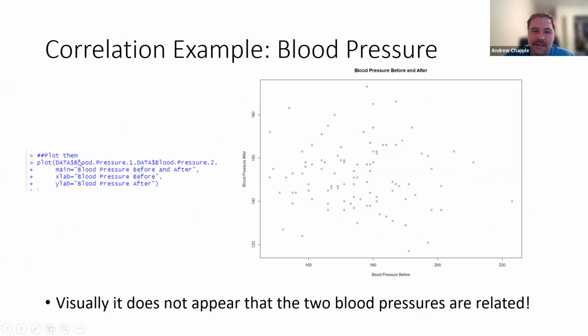And you can see that on a plot. So I just plotted these 2 together. I did a title, an X label, and a Y label. You can see that here.